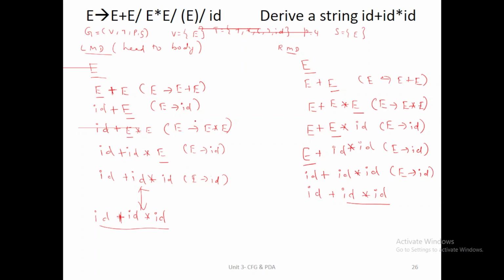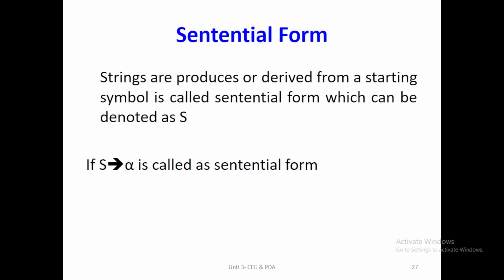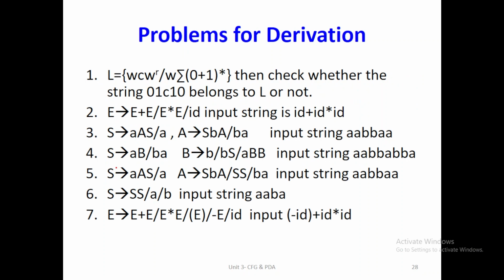So now you cross verify it. In the LMD, I should substitute the right side of that production for each non-terminal symbol from leftmost onwards. If you go for an RMD, you should implement the same substitution from right to left. This is the difference between LMD and RMD. Then next is the sentential form. Sentential form means a set of strings that can be derived from a given set of notations, that is called a sentential form.